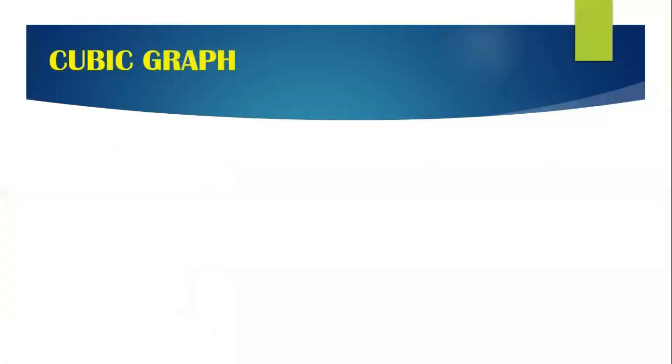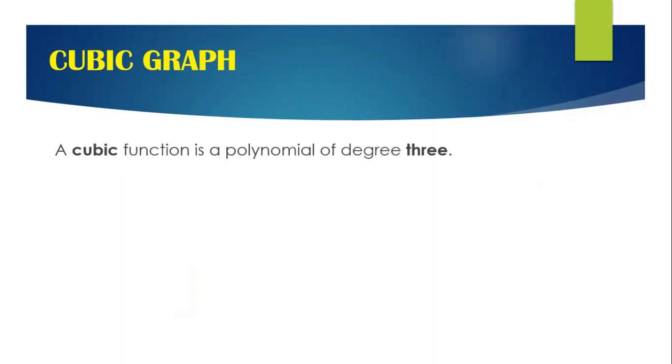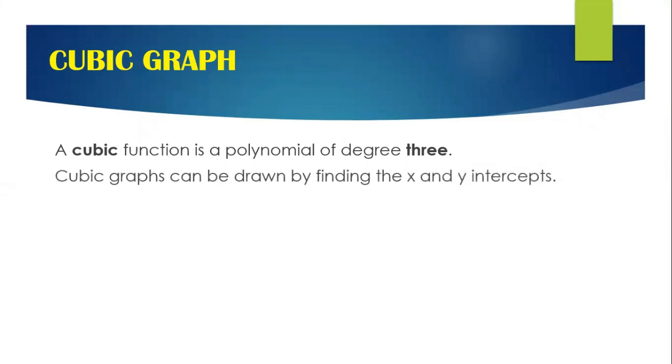Okay students, what's the meaning of cubic graph? To understand about the cubic graph, you have to understand first what is the definition or the meaning of cubic graph. A cubic function is a polynomial of degree 3. Once again, a cubic function is a polynomial of degree 3. Cubic graphs can be drawn by finding the x and y intercepts.